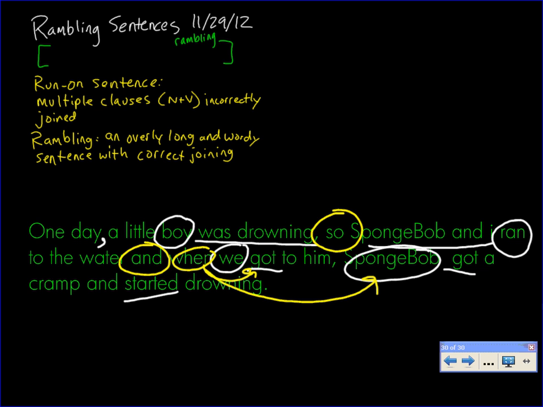One day, a little boy was drowning, so SpongeBob and I ran to the water, and when we got to him, SpongeBob got a cramp and started drowning. It's like an entire story in one sentence. It's a story with a beginning, middle, and ending, almost. It's got a conflict, it's got characterization, it even has a setting implied in one sentence. That's a rambling sentence. It's not a run-on, but it's just going for too long.